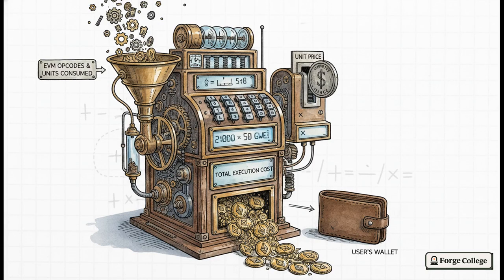Let's establish our arithmetic anchor right off the bat. Remember, every single EVM opcode, every tiny piece of computation has a fixed gas cost. So your total execution cost is simply the number of gas units consumed by the network multiplied by the unit price you set. It's a really simple equation, but it dictates exactly how much Ether leaves your wallet. The big question we need to answer is, which parts of this equation do you actually control?